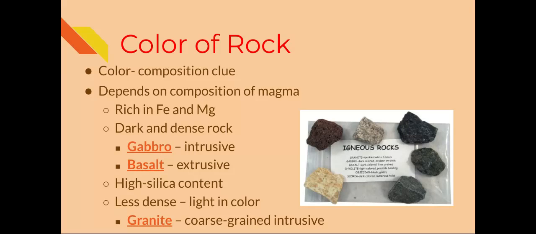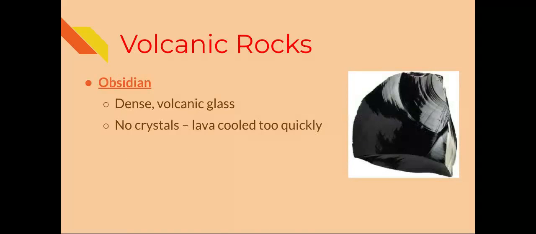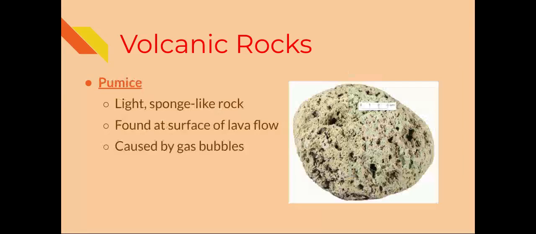The amount of silica content is also going to affect the color, and also if it's less dense it is going to be lighter in color. And granite is a coarse-grained intrusive rock that is formed from less dense igneous magma. Two examples include obsidian and pumice.